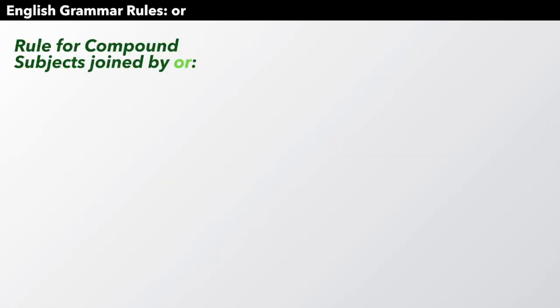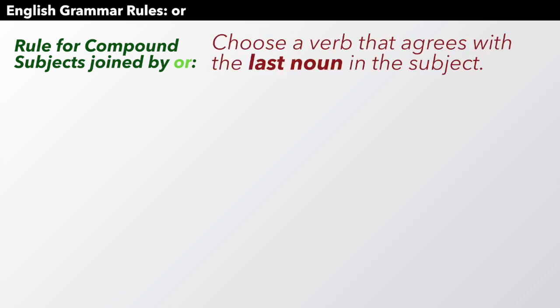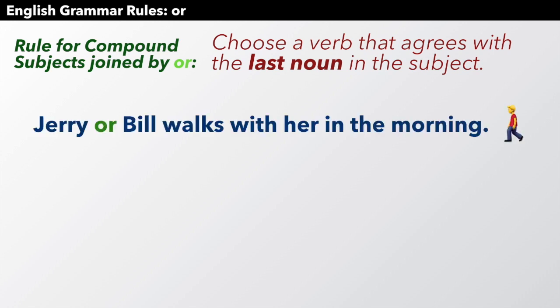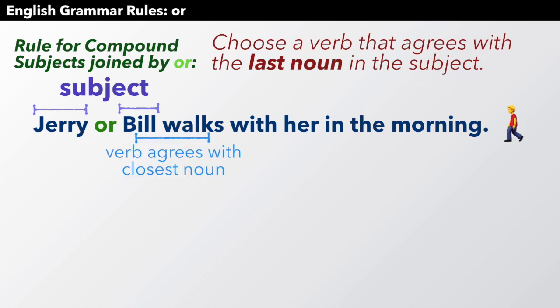So here's the rule for compound subjects joined by or. Choose a verb that agrees with the last noun in the subject, or the closest noun in the subject. We have a sentence here: Jerry or Bill walks with her in the morning. You can see here the subject is actually 2 different people, Jerry or Bill. And we're going to choose the verb walks that agrees with the closest noun, or the last noun, which in this case is Bill.